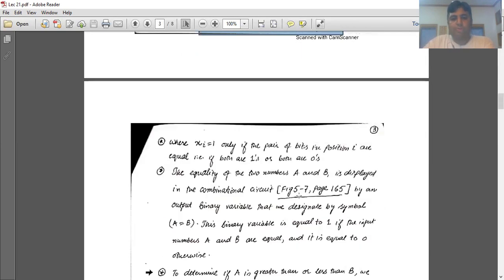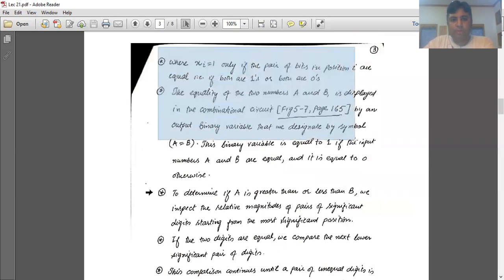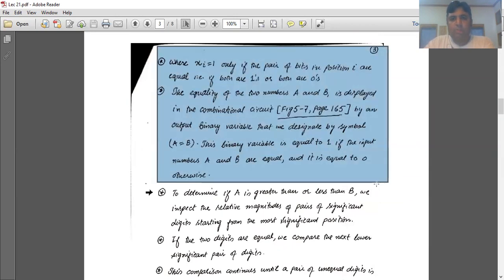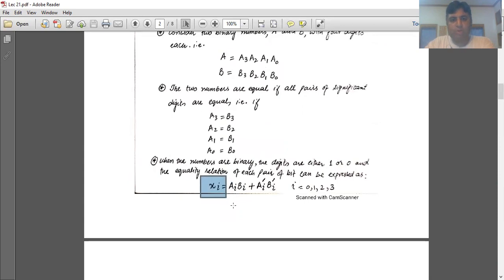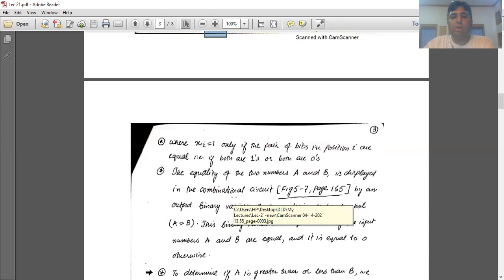Here x_i is equal to 1 if the pair of bits in position i are equal, that is, if both are ones or both are zeros. So x_i will be 1 if A3 equals B3, A2 equals B2, A1 equals B1, and A0 equals B0. x_i will be 1 if the pair of significant bits are either both ones or both zeros.